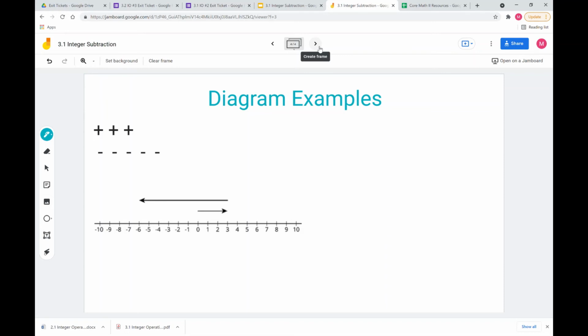Okay, for the next problem, some diagram examples. So here's a visual of counters. We want to show as many different addition and subtraction problems as we can write for this problem. So we can clearly see that there are 3 positives and 5 negatives.